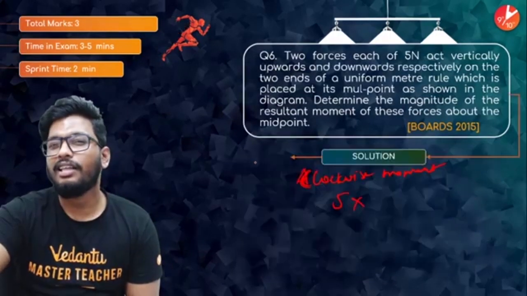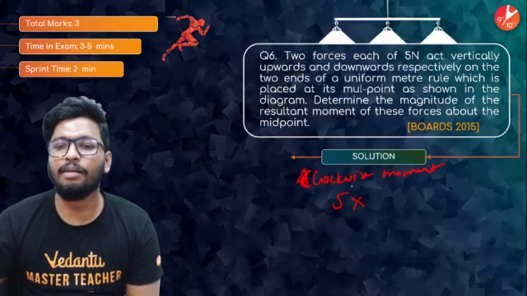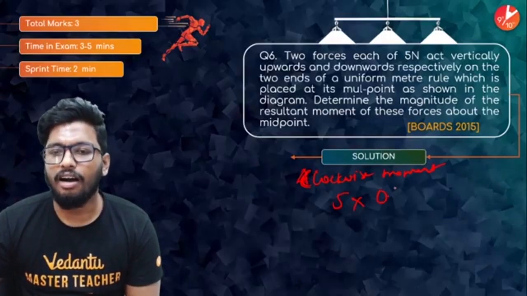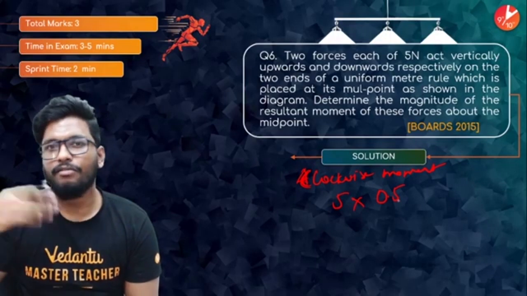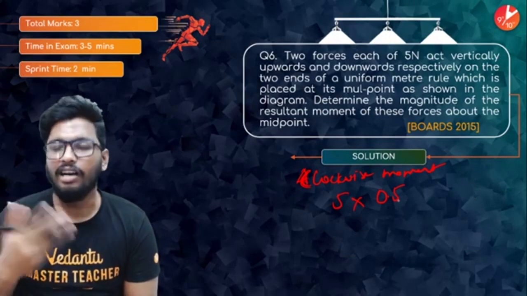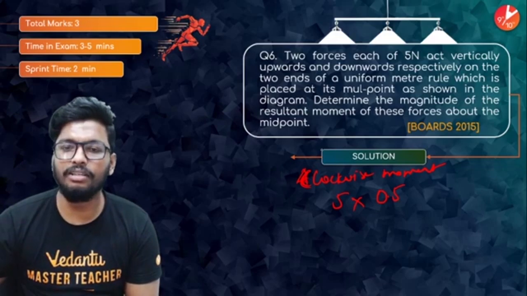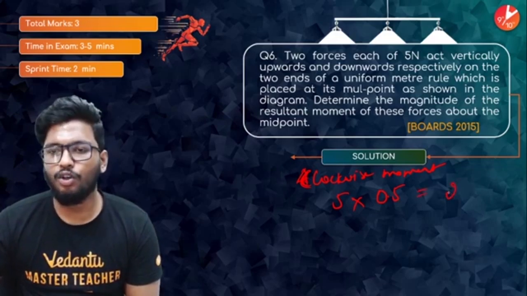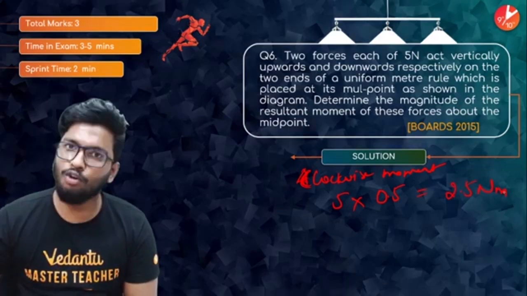So convert that 50 centimeter to meter. What will that be? It will be 0.5 meter, because 50 centimeter divided by 100 gives meter. So 5 into 0.5 will be equal to 2.5 Newton meter.